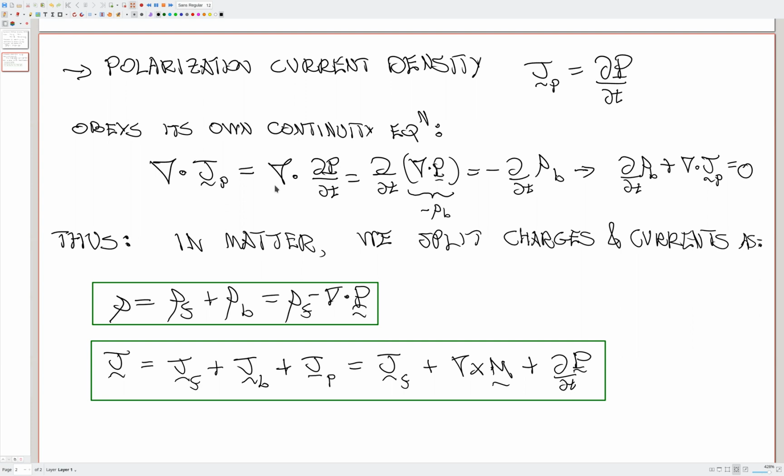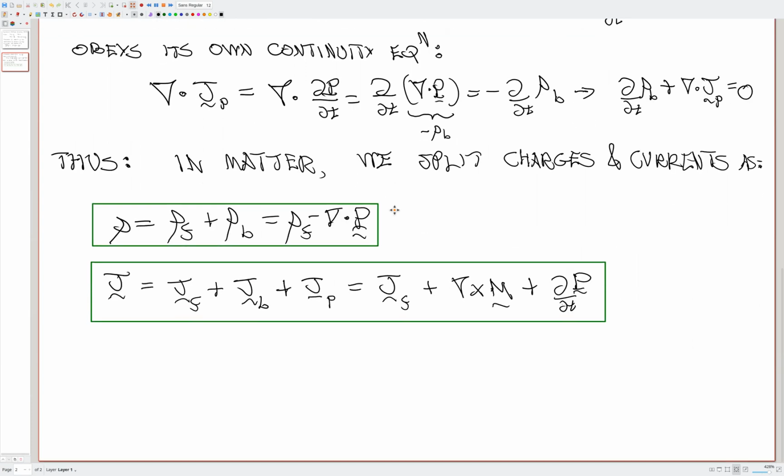Okay, so that's it. Let's see where this leaves us. Now, the point is that we can easily rewrite Gauss's law. So what did Gauss's law tell us? Well, it tells us that div E is equal to 1 over epsilon 0 rho, but rho is rho free plus rho bound. So it's rho free minus div of P.